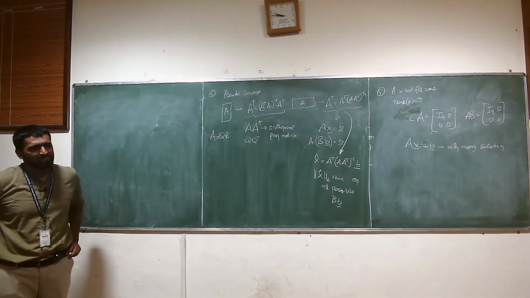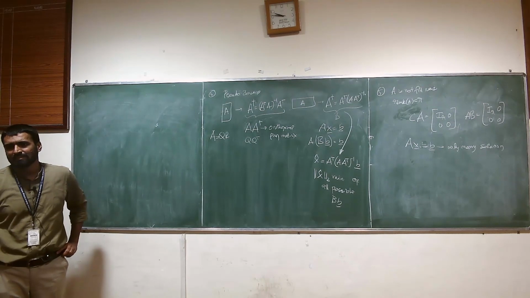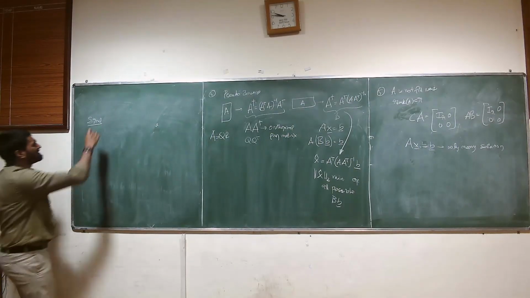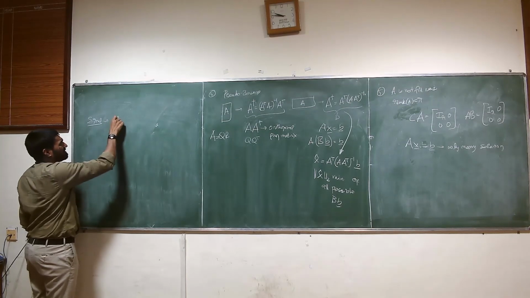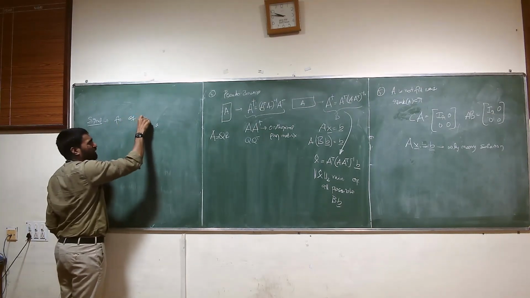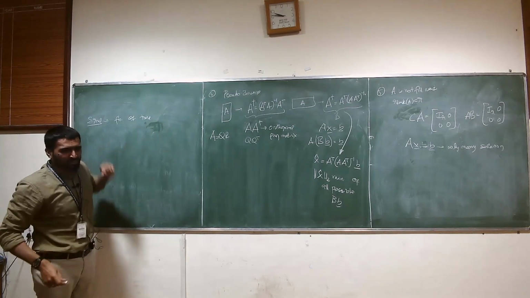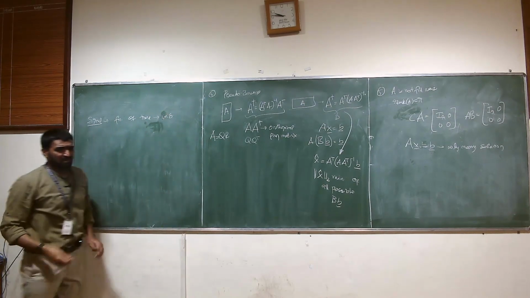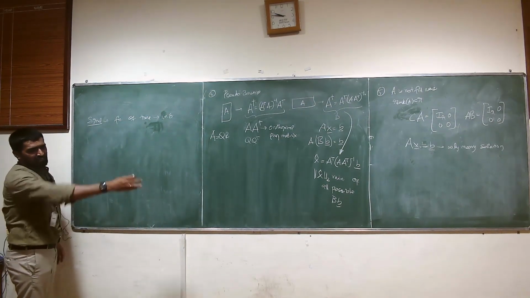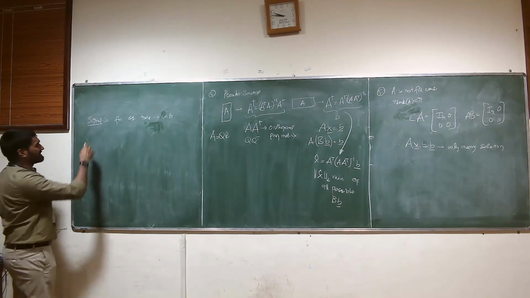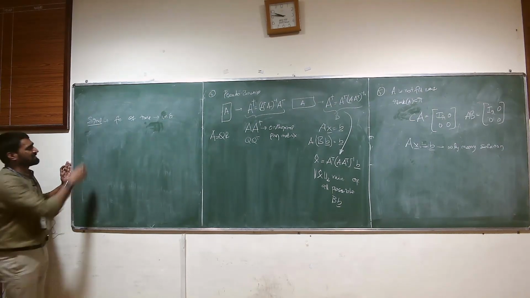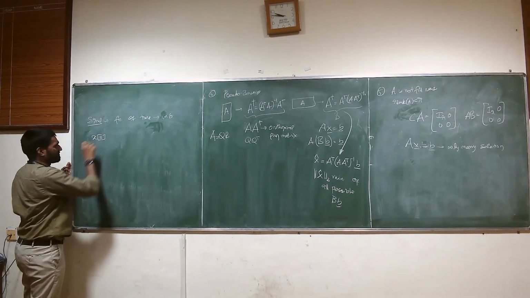All of you have had signals and systems in your undergrad? Yes? Okay. What is a signal? Right. This is simply a function of, let's say for now, let's call it time. Some independent variable, but for us it's time, that carries some information, right? Let's say we are recording some signal as a function of time, and for this discussion, we will only be talking about discrete time signals, which are usually written like this.